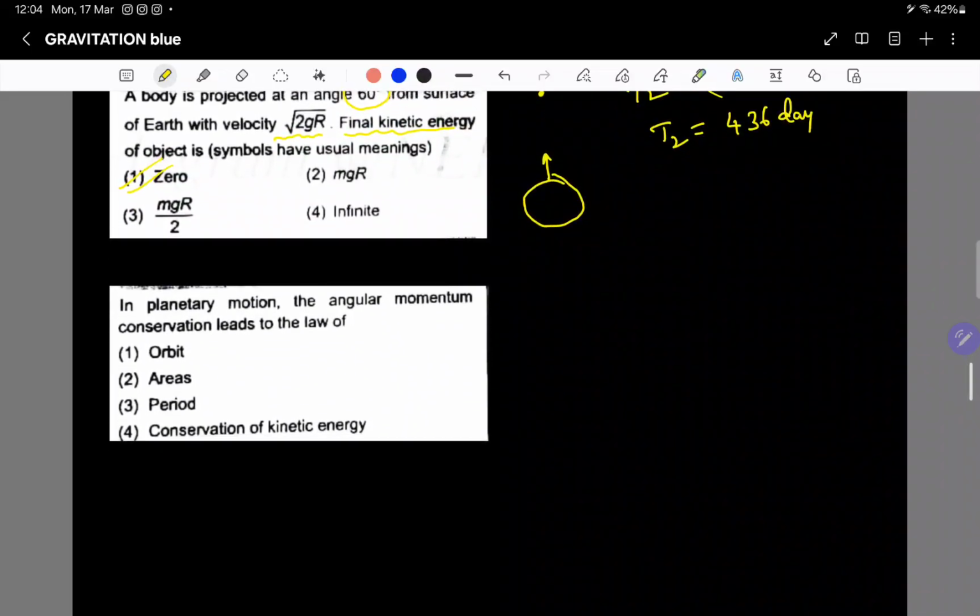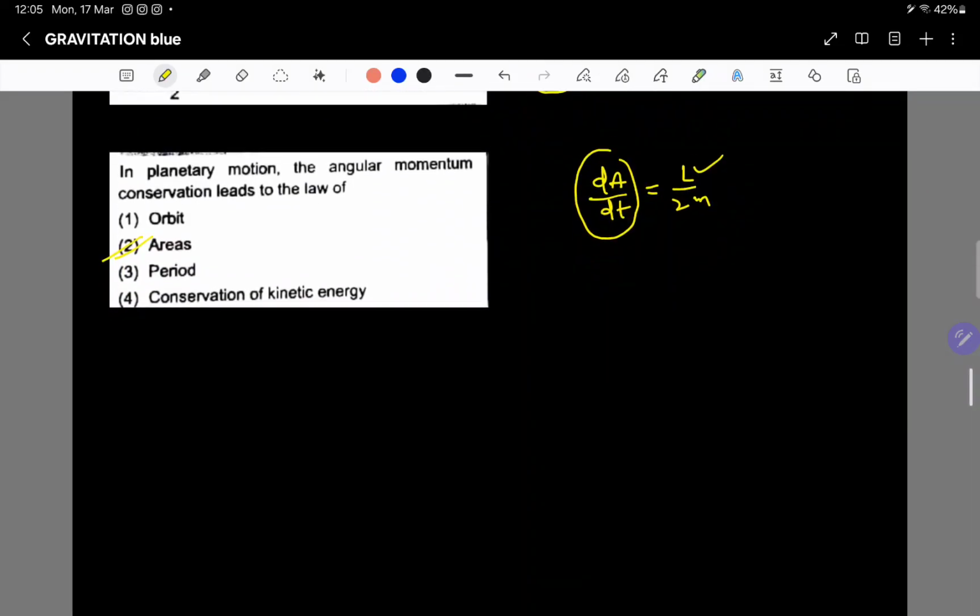In planetary motion, angular momentum conservation leads to the law of areal velocity of the radius vector, dA by dt equals L by 2m. It is constant. Angular momentum constant means areal velocity is constant, area is constant, students. So a planet sweeps equal areas in equal intervals of time. So Kepler's second law. See how many questions are asked on Kepler's laws, very important.